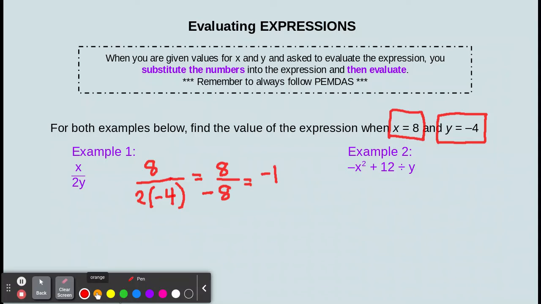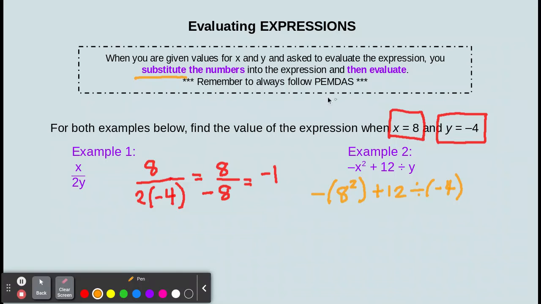Now on this one here, again, they're telling us what x is, they're telling us what y is. We simply just have to substitute. So wherever we see the x, we have to put in an 8. That means a negative 8 squared plus 12 divided by y, but they told us y is a negative 4.